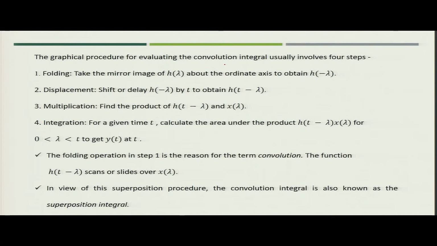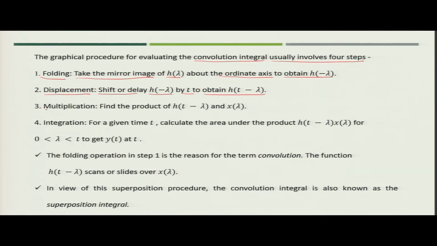The graphical procedure says that the 4 steps which we are describing below will be followed to find the convolution integral of two functions. First is folding. Folding means you will take the mirror image of h(lambda) about the ordinate axis and obtain the value of h(minus lambda). Now, you have to displace the function, that means shift or delay h(minus lambda) by t to obtain h(t minus lambda).